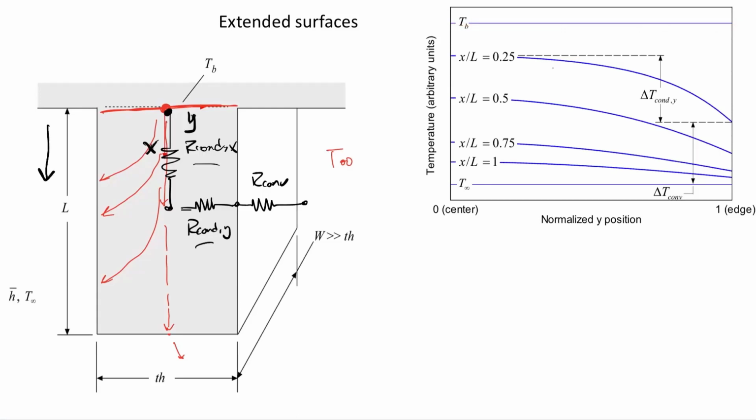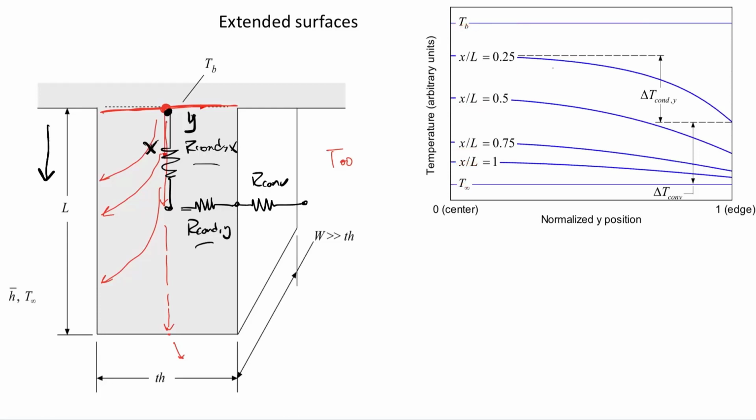As I move in this direction, I would expect to see the temperature drop because I have a resistance there. And what do we see over here? Here's our base temperature as a function of position, X over L, it's dropping, right? So yeah, this makes sense. We're seeing a temperature drop due to a resistance in the x direction.